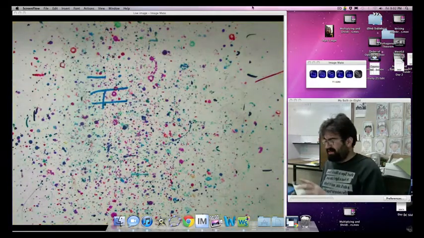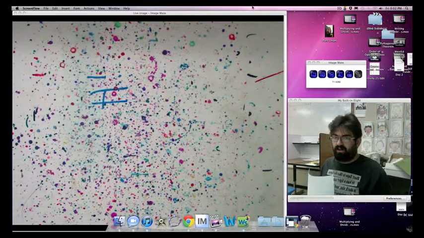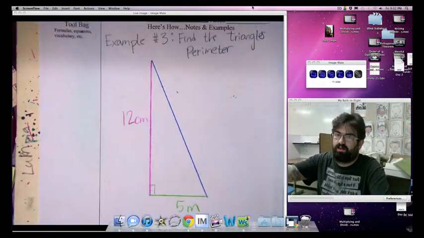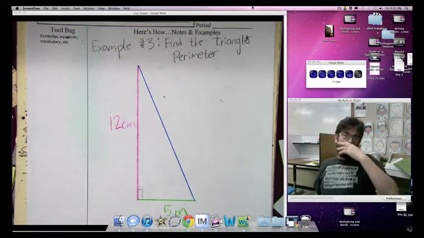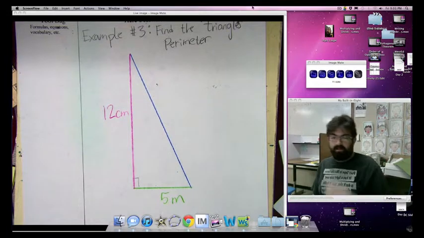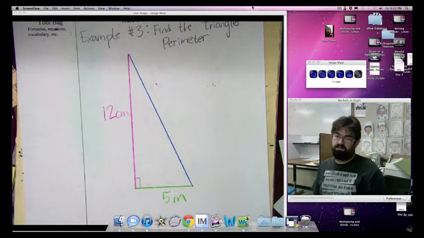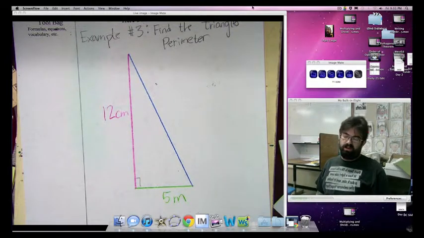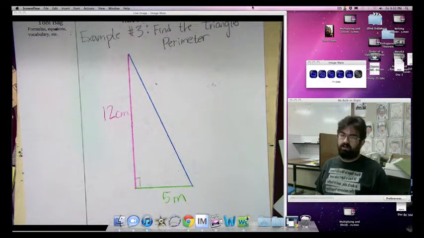Final example. Find the perimeter of this triangle. By the way, that's an apostrophe. Find the triangle's perimeter. Cool. Well, we add the sides together, right? 12 plus 5 plus blah. Mr. V, man, that ain't cool. How long is that side, dude? Hey. No, seriously, man. What's up?